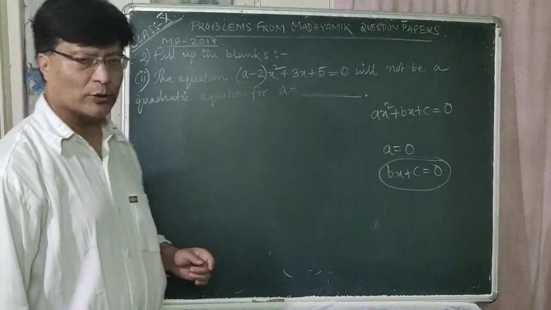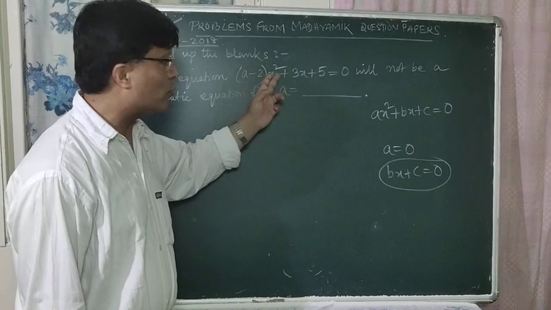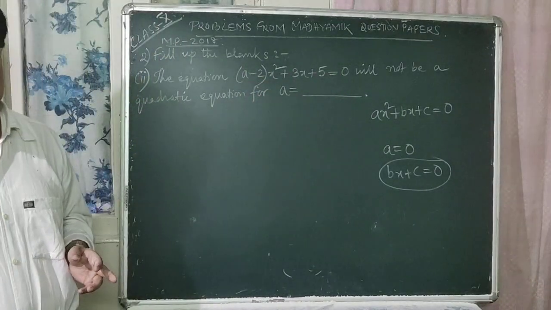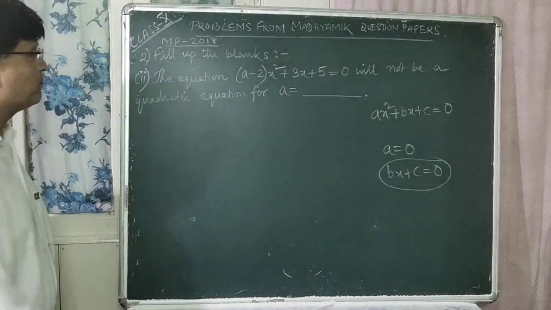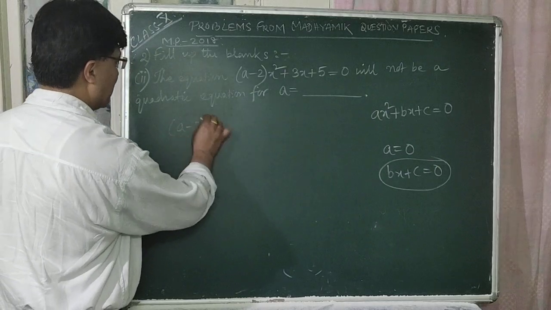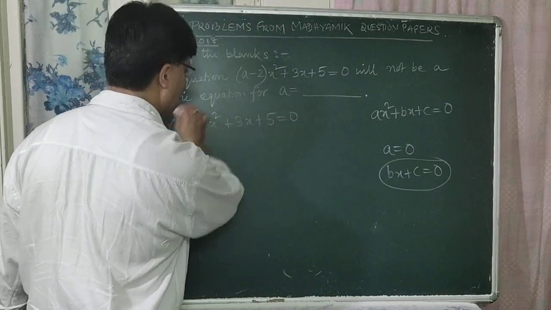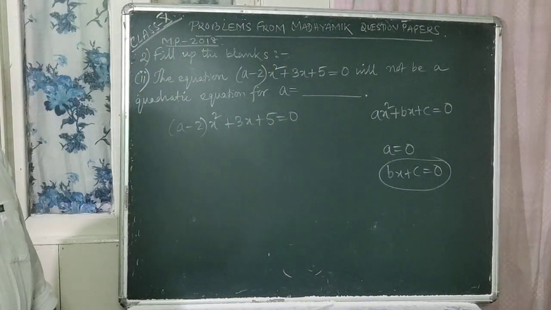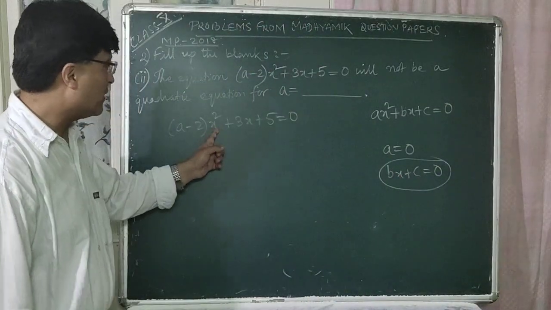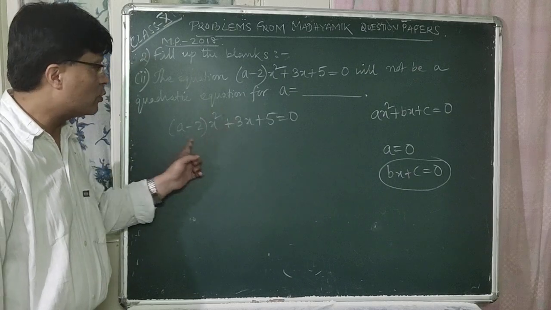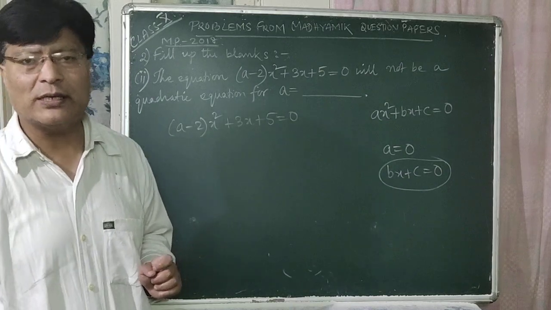Similarly here also you have to get the value for a for which this quadratic equation will not be a quadratic equation. That means there should be no term containing x square, right? So here the given quadratic equation is a minus 2 x square plus 3x plus 5 is equal to 0. This is the given quadratic equation. So this quadratic equation will not be a quadratic equation if the coefficient of x square is 0. That means if there is no term containing x square, then this will not be a quadratic equation.